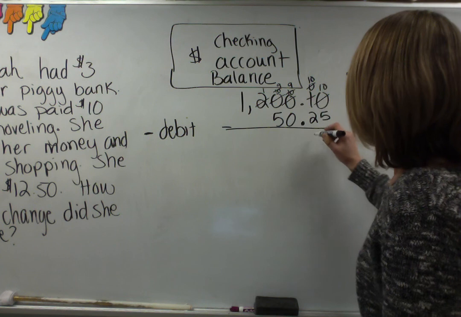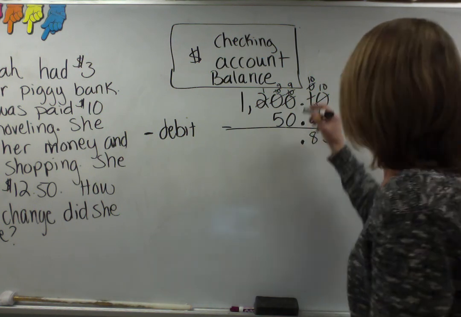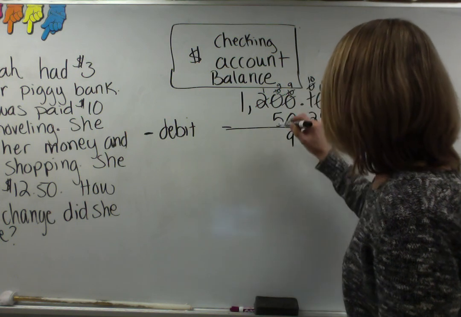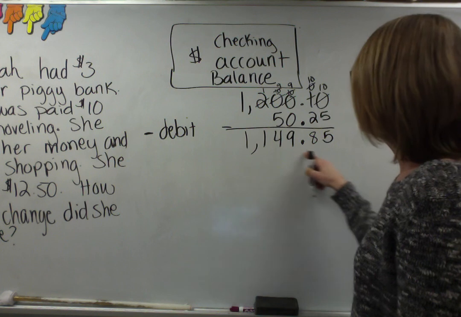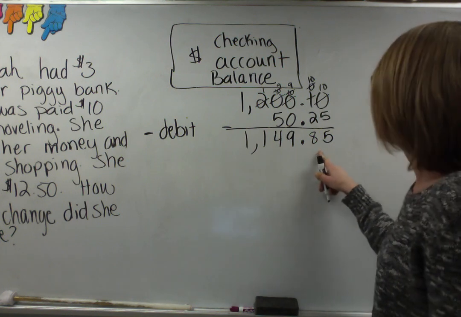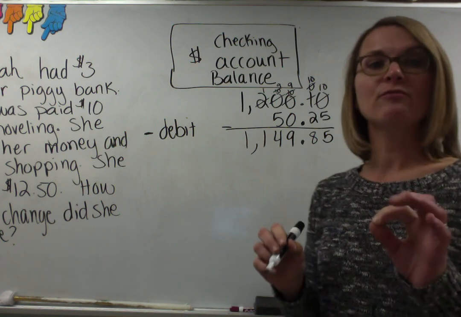Okay, so we have 10 minus 2 is 8. Decimal comes straight down when you're adding and subtracting. 9 minus 0 is 9. 9 minus 5 is 4. 1 minus nothing is 1. So now my new balance is $1,149.85.